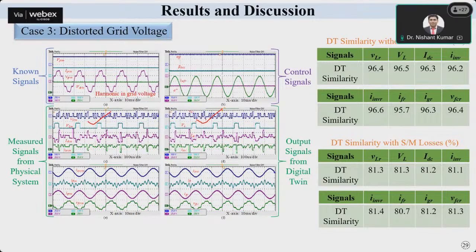Okay, so if your DC link is oscillating, then inside the DT that should also oscillate like that. So in that way we have achieved 95.7. This is the worst one. Like that, in the time domain condition.